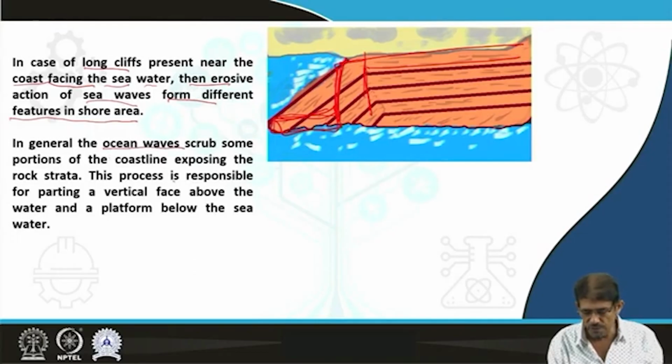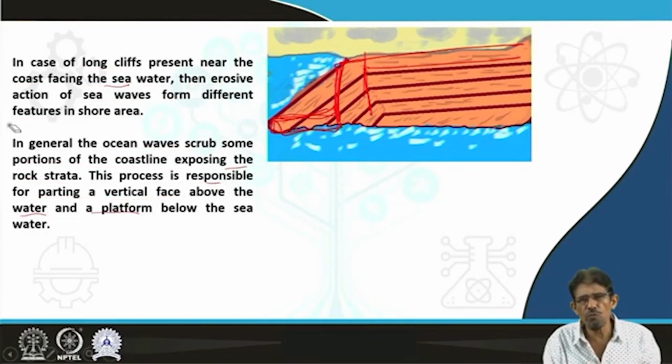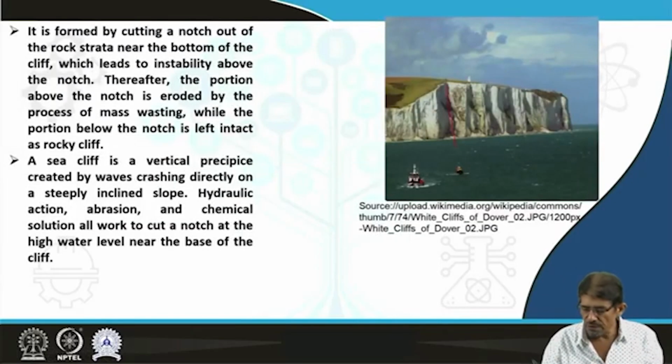In general, the ocean waves scrub some portion of the coastal line exposing the rock strata, and this process is responsible for forming a vertical face above the water and a platform below the sea water, sometimes exposed and available for the tourist and others. You can see a view of a cliff formed due to cutting of a notch out of the rock strata near the bottom of the cliffs, which leads to instability above the notch, and due to this the strata attached to this, after detachment, fall into the sea and leave such types of features.